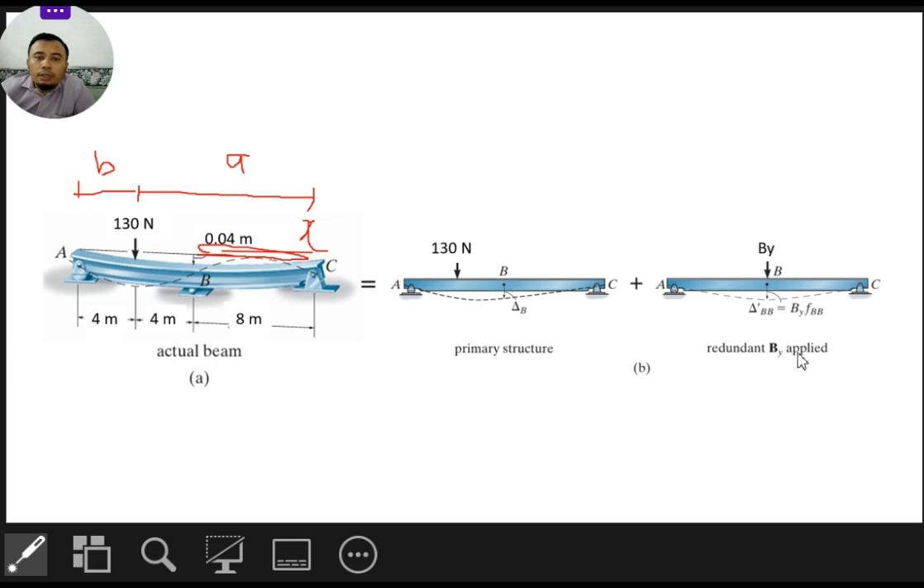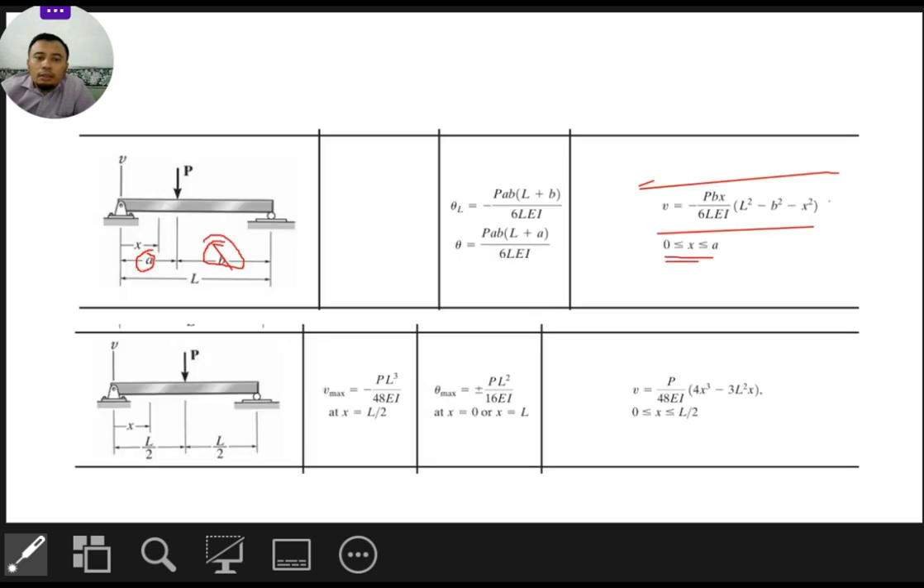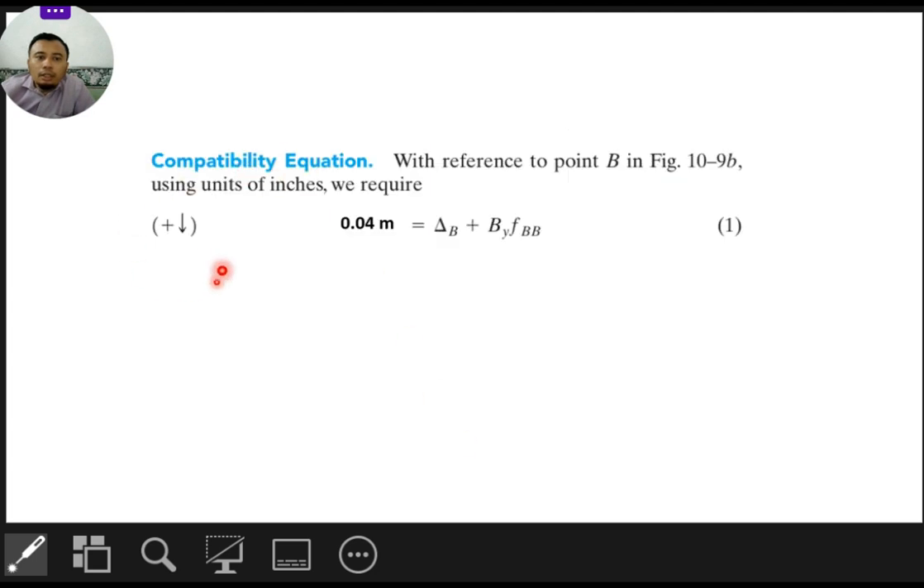But in this case, for the second redundant load applied, the point of interest is the same as the maximum deflection, which is at L over 2. So this equation will be used. But then again, the negative is not taken because, as you can see here, we take positive downward. So 0.04 downward, positive. Delta B downward is positive. By times FBB, which is delta prime BB, which is also downward, is taken as positive.